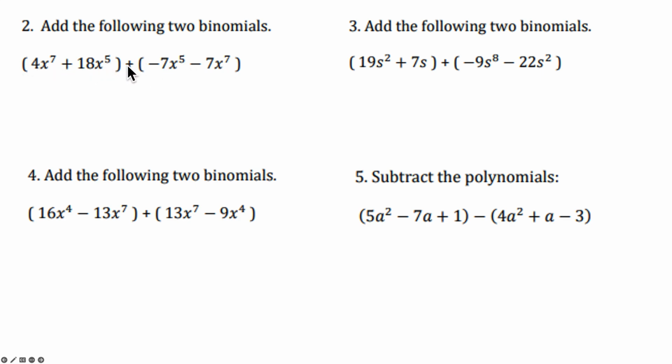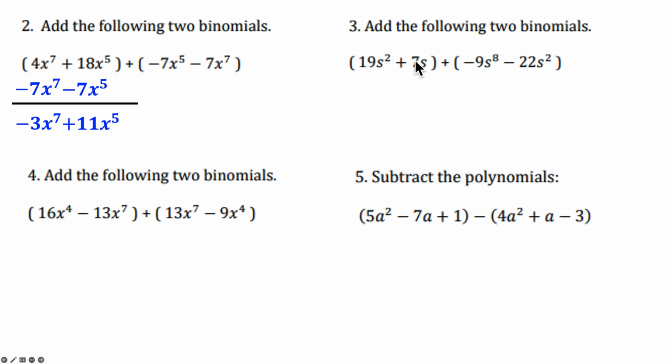So since it's a plus, we're going to line up our like terms. So I have x to the 7th power. I go over here, find an x to the 7th power. Take the minus 7 with it and line it up underneath the 4x to the 7th. Do the same thing with the minus 7x to the 5th. Line it up under the 18x to the 5th. Combine like terms, we're going to get negative 3x to the 7th and 18 minus 7, plus 11x to the 5th.